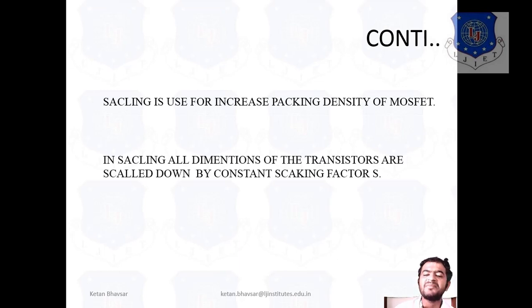In scaling, all the dimensions of the transistor are scaled down by a constant scaling factor S. Make sure that we scale down by the factor S only. In your books, you can see different types of scaling factors, such as lambda coefficient and gamma coefficient. But right now in our chapter, I am considering the scaling factor S, and S is always greater than 1.